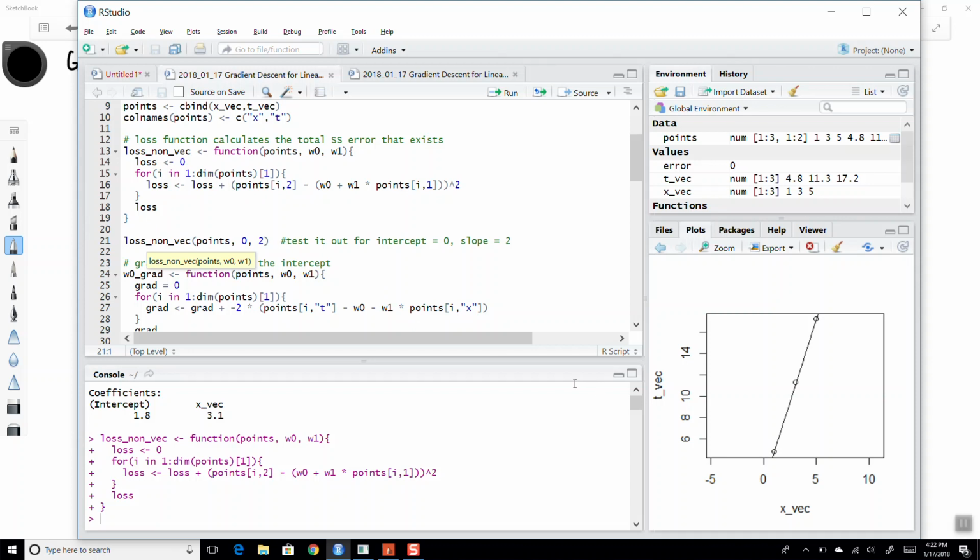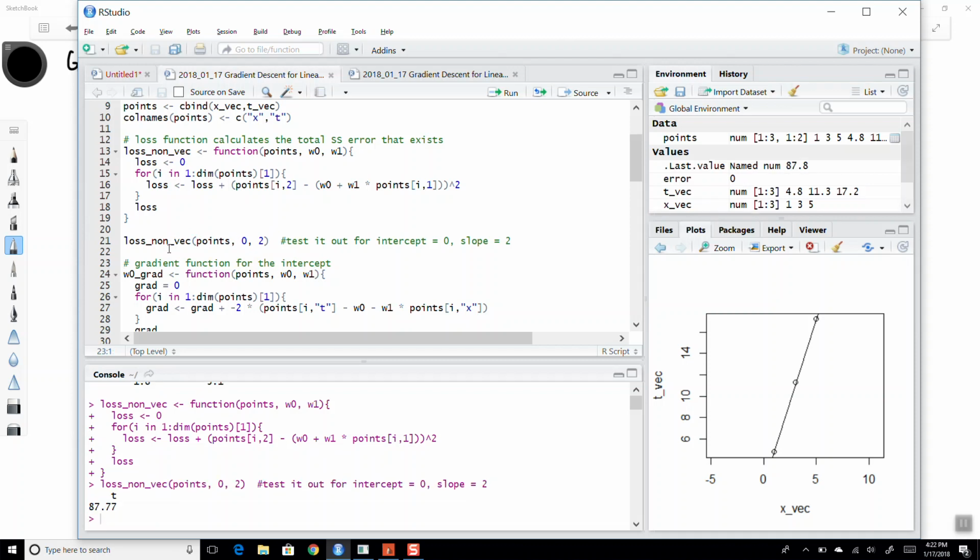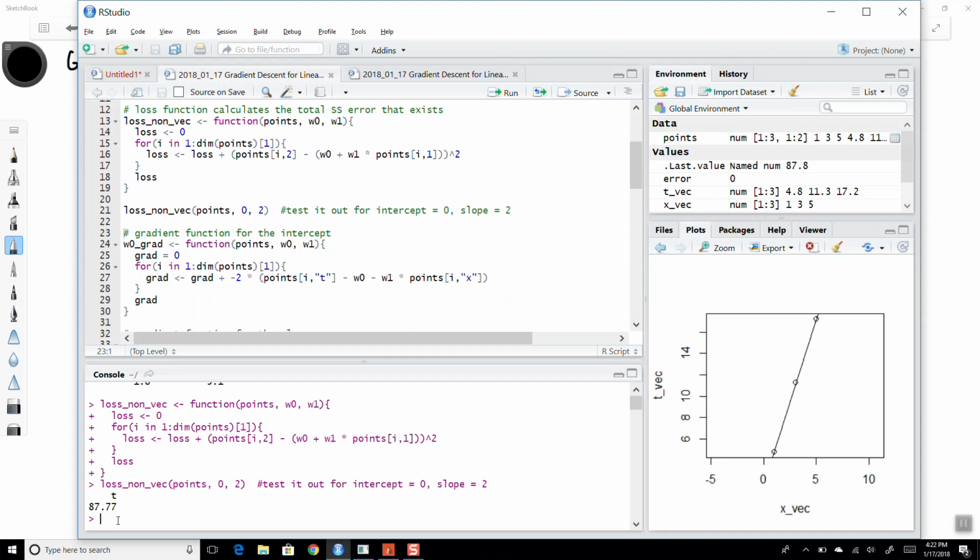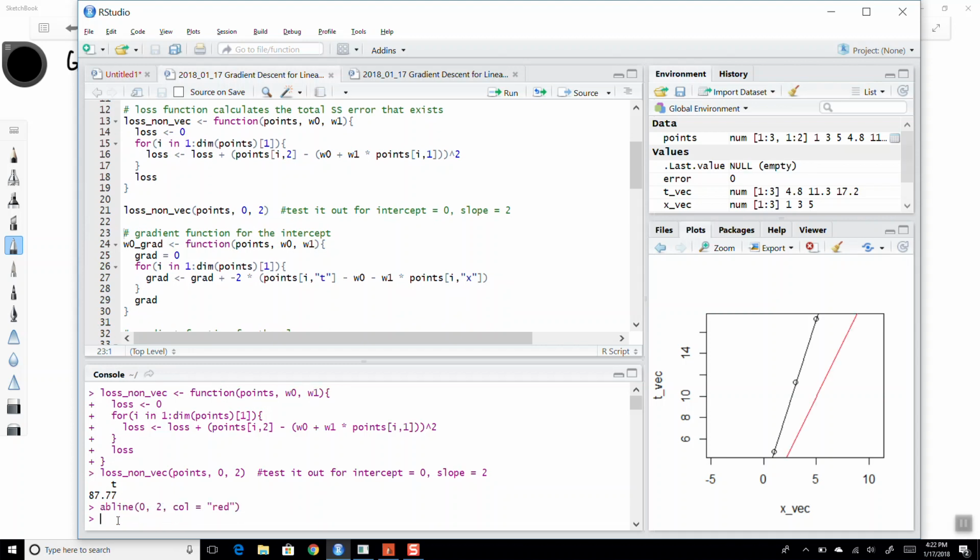So currently, if I fit in the points and the intercept 0 and the slope 2, the loss is 87.77, okay? Which is probably not good, let's just see what that looks like. abline 0, 2, color equals red. So if I fit this line 0, 2, this is the kind of loss that we would get.